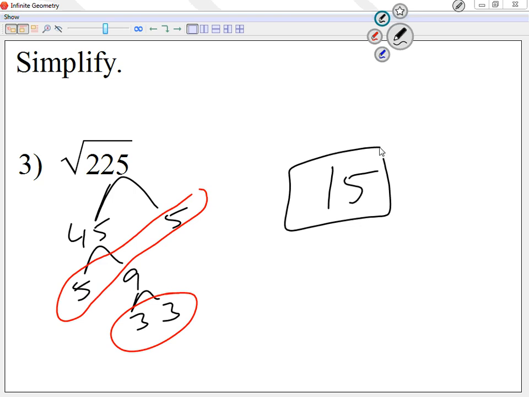You guys learned, I don't know when, but back a few years, you guys learned perfect squares. Like square root of 16 was 4. Square root of 9 was 3. Those were the perfect squares because there are no singles.